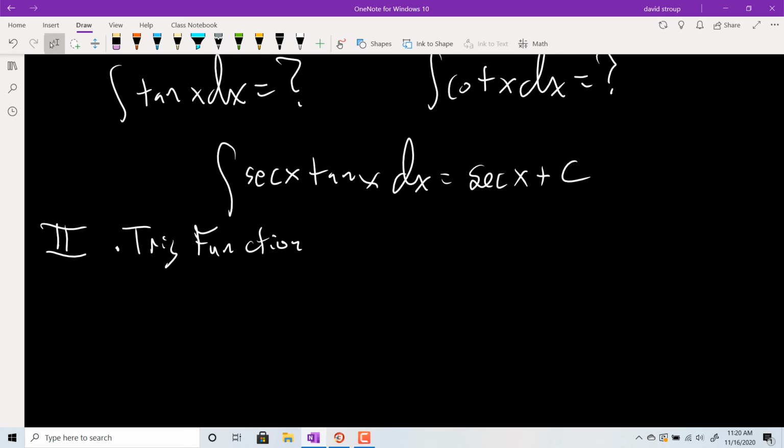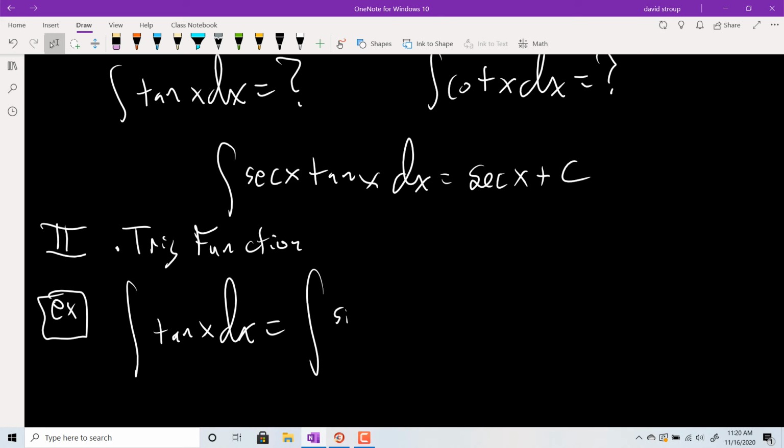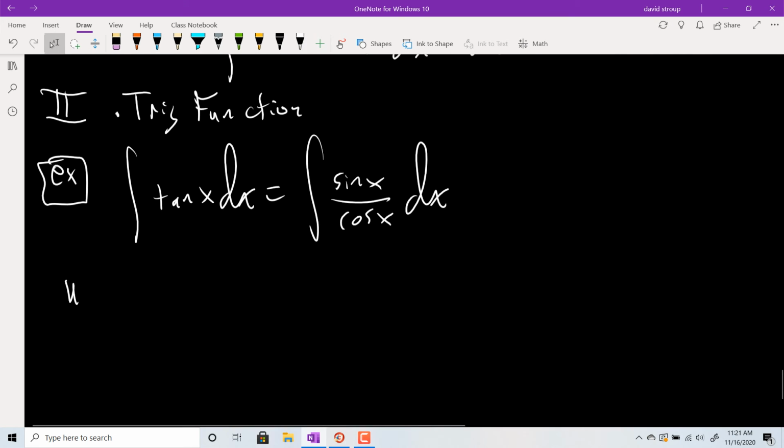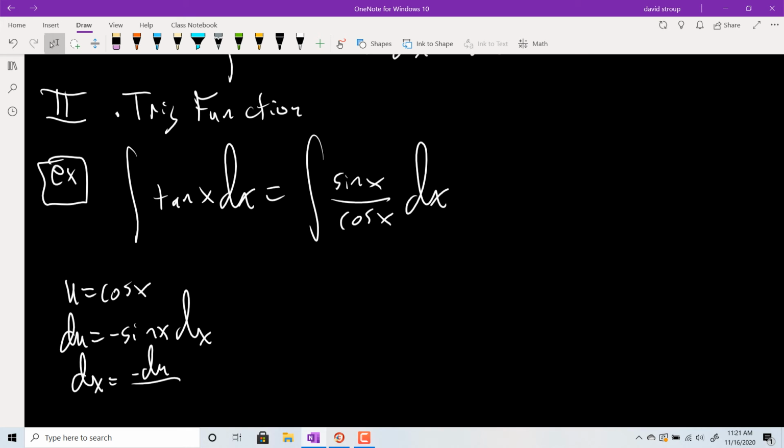It all comes down to kind of doing some u subs based off of the quotient identities. So for example, tan x dx, well, tan can be rewritten as sine x over cosine x. And then you could do a u sub for cosine. So you just let u equal cosine x. And then du will be negative sine x dx. In other words, dx is negative du over sine x. Let's box that off and substitute.